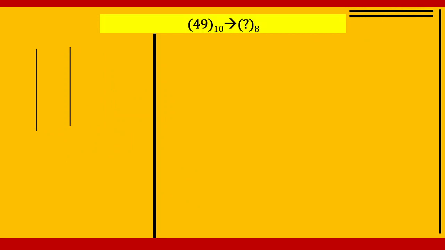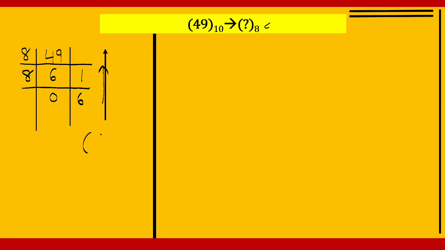Now we have this number 49 and this time our target base is 8. First we will perform this example without using a calculator. If I divide 49 by 8, my quotient is 6 because 8 times 6 is 48, and my remainder will be 1. And then 6 divided by 8, my remainder will be 6. If I read all the remainders from bottom to top, my answer is 61 in octal.